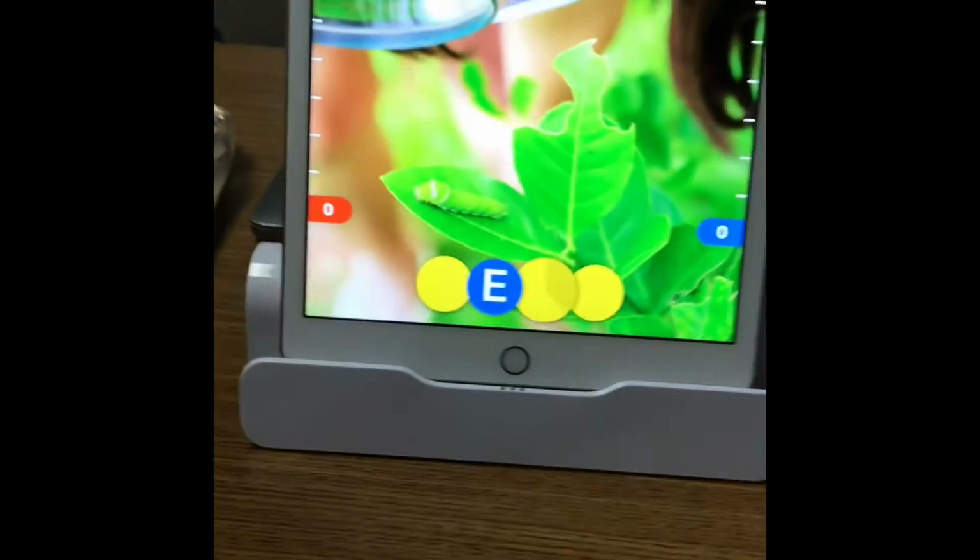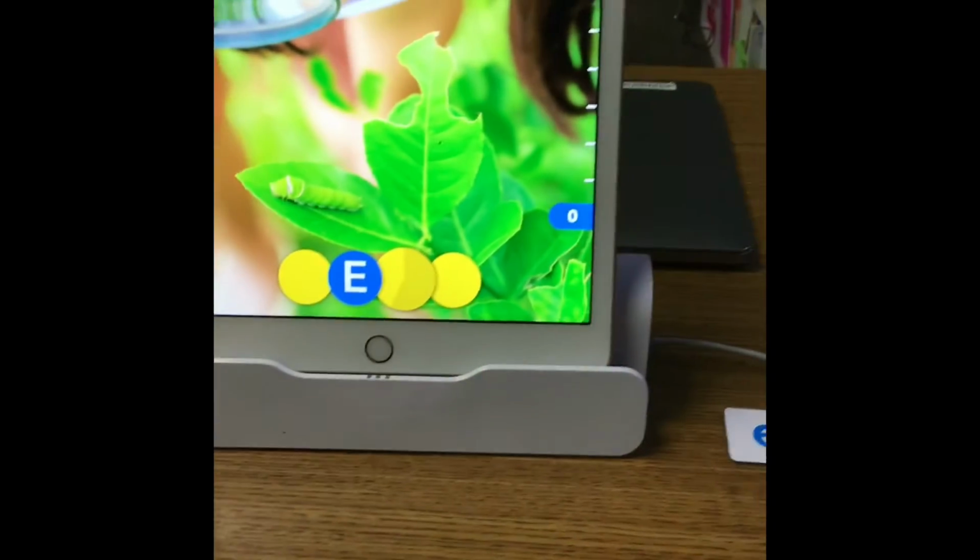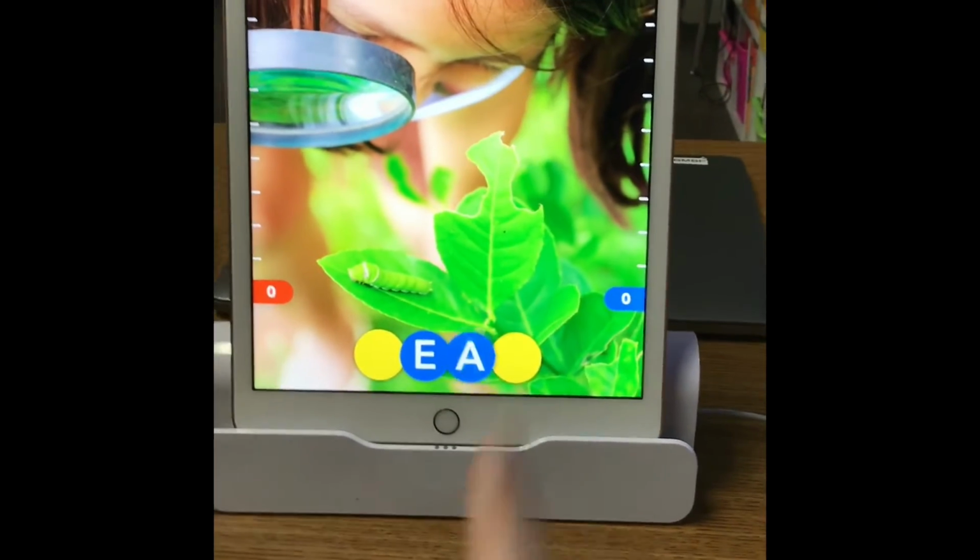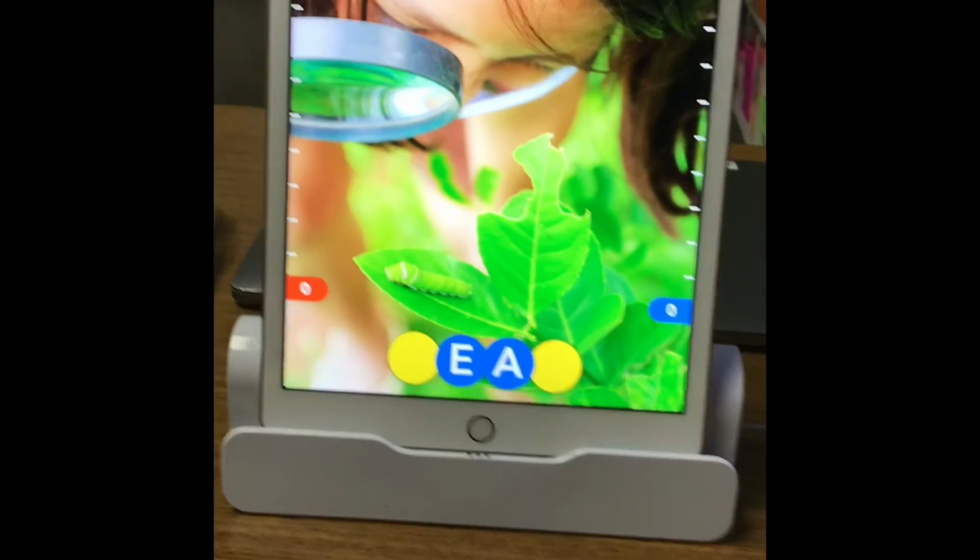One of the games my students like playing on the Osmo is a word game. So the students have these different 2 colors of letters, and they can show them on the screen. So when you put it down here, it will show you if you get it correct, and they can build words with that.